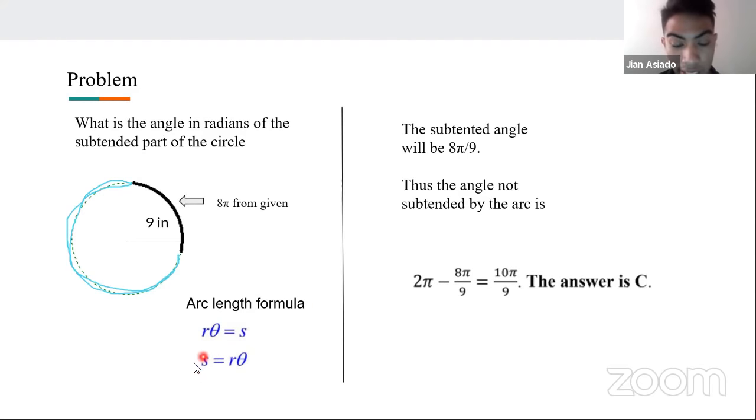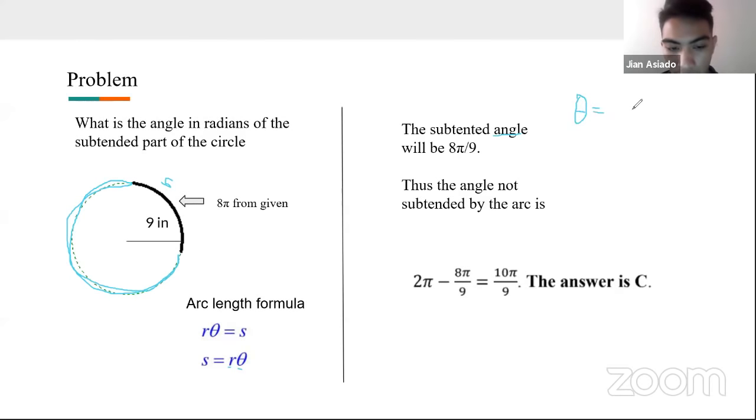So, this is S. S is the arc length. This one, let's say this is S. And then radius is the R, and then pi. The theta, it's the angle in radians. So, that being said, yung theta natin, siya yung hinahanap. Kasi angle muna. Subtended angle yung hinahanap.